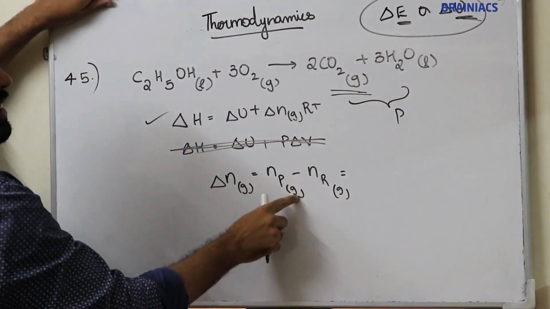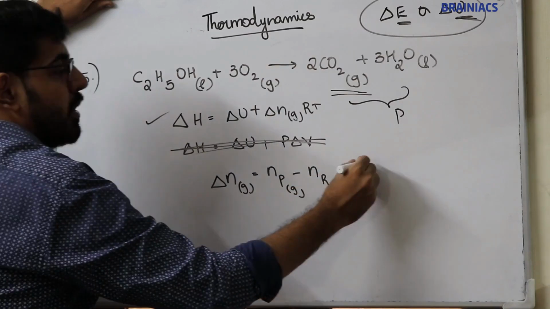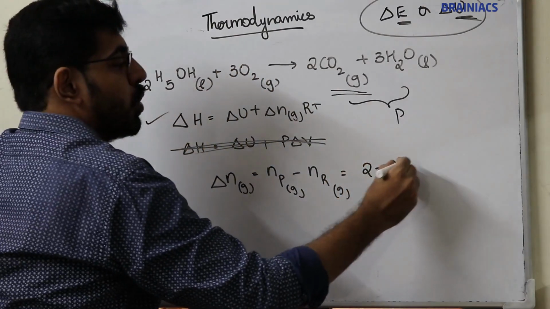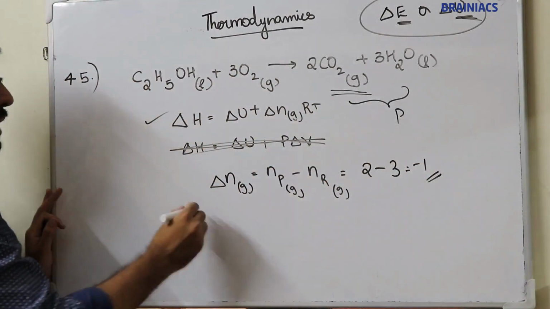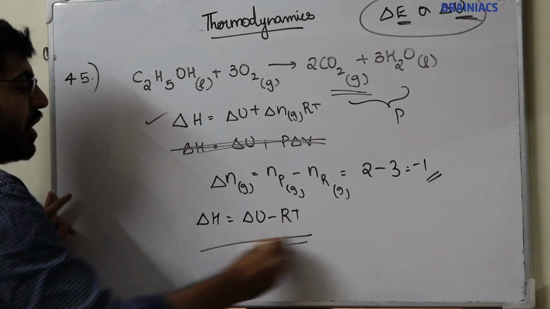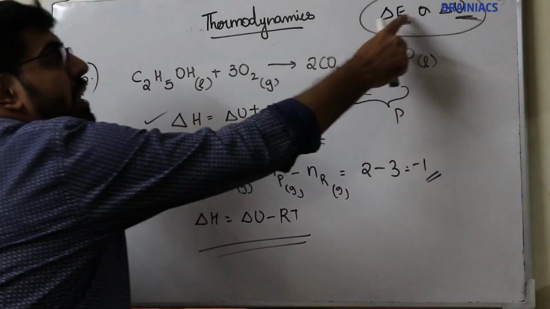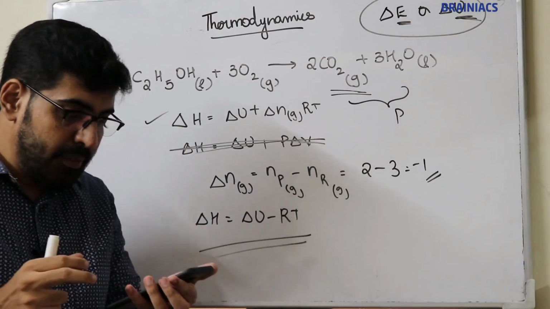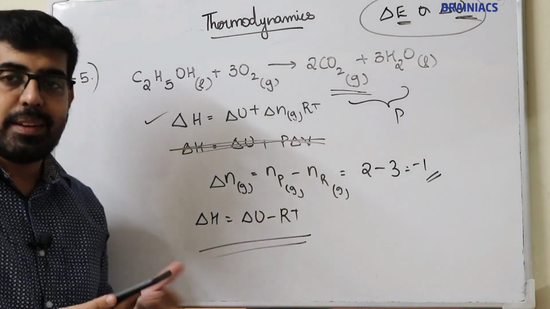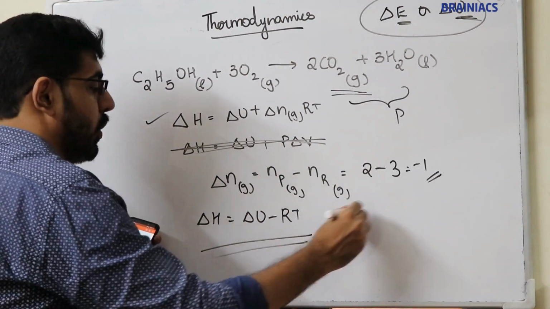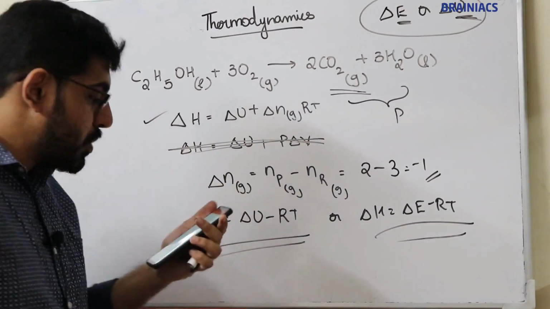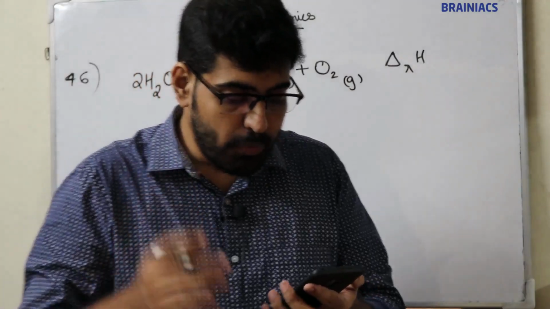Among the products, the number of moles in gaseous state is 2, minus the number of moles of reactants in gas, where this is liquid and this is gas, 3. So 2 minus 3 is minus 1, and delta Ng is equal to minus 1. So delta H is equal to delta U minus RT. U and E are the same, so you can write delta H equals delta E minus RT. So the answer is option 1. Question number 46.